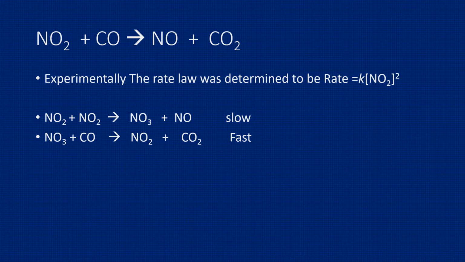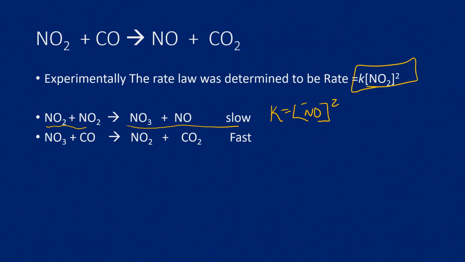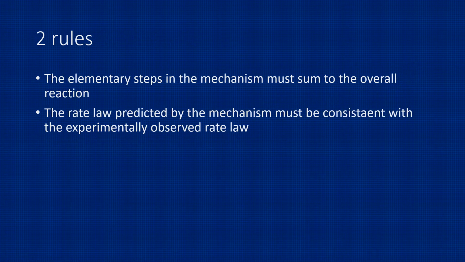Okay, so if we look at this, and it tells us slow or fast, our slowest one is our rate determining step. In this particular one, we have 2 NO2 yields a product. So rate equals K times NO2 squared according to our chart, and that is what they came up with experimentally. So this is a valid mechanism with valid intermediates.